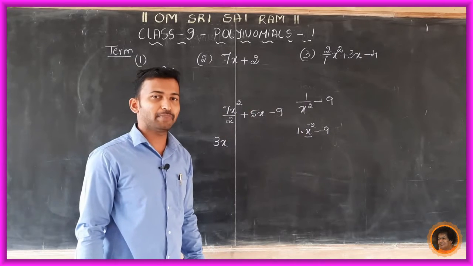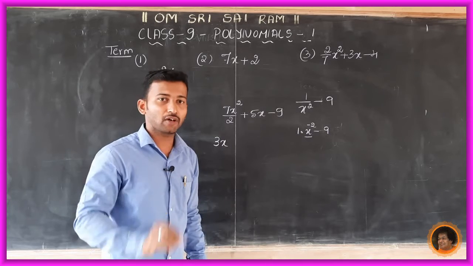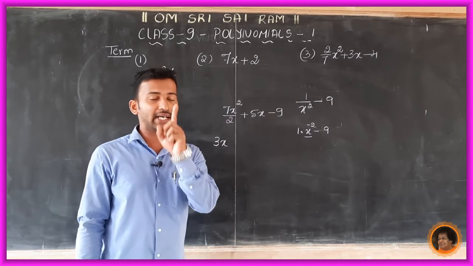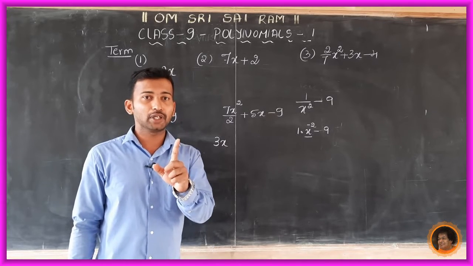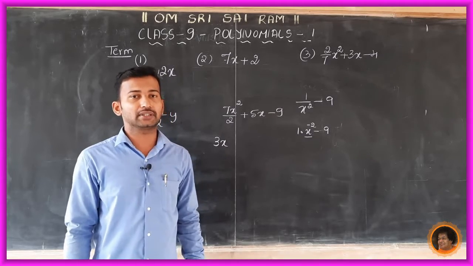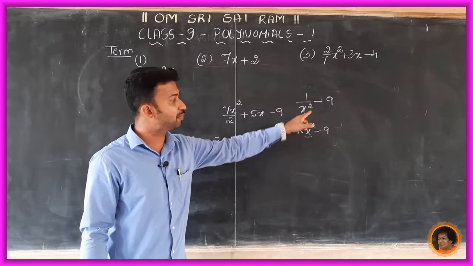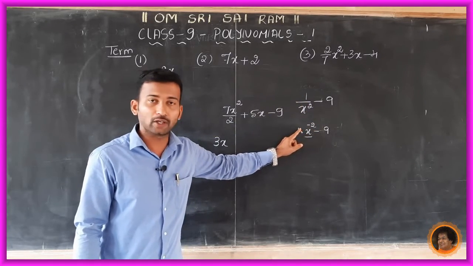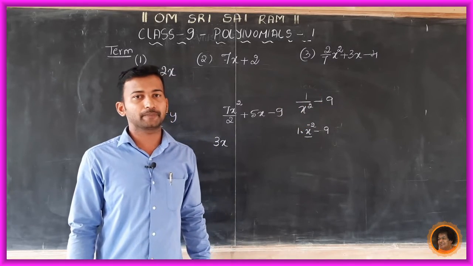Check, does x power minus 2 satisfy the definition of polynomial? No, because the important condition is that the variables should have positive powers. Here, x power plus 2 becomes x power minus 2 in its simplified form. So we cannot say 1 by x square minus 9 is a polynomial.